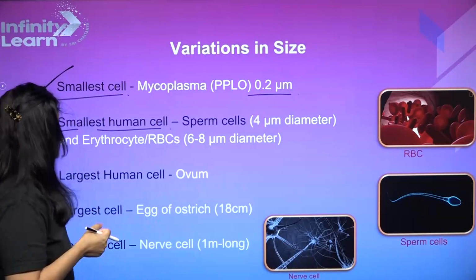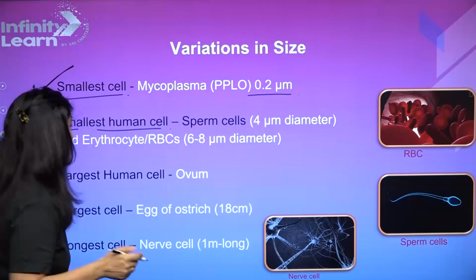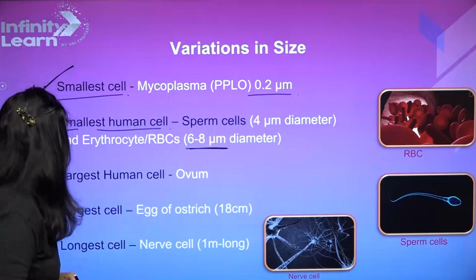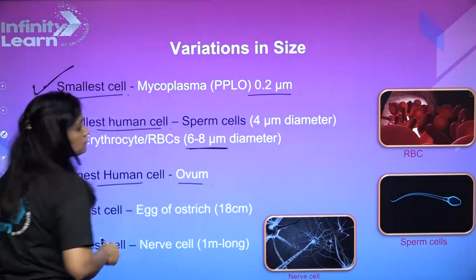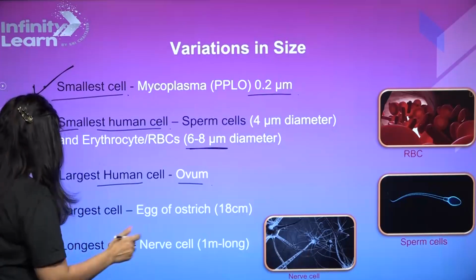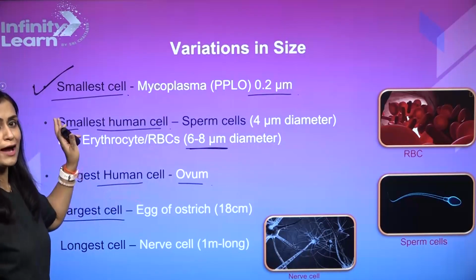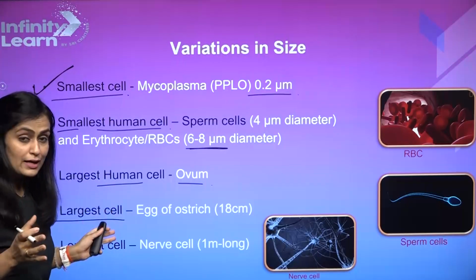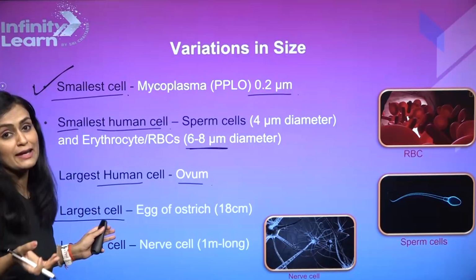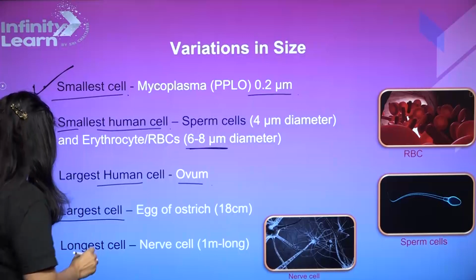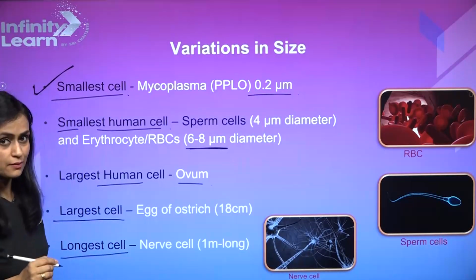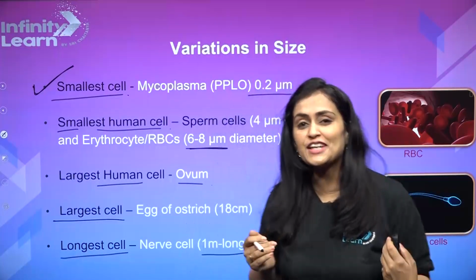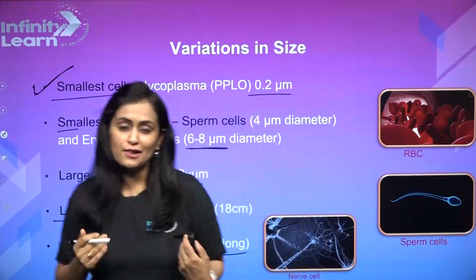That's the sperm cell, right? As well as RBCs. RBCs are near about 6 to 8 micrometers in diameter. Very small, very close to sperm cells. Then the largest human cell is the ovum, the egg cell found in females. The largest cell in all living organisms is the ostrich egg, which is near about 18 centimeters in diameter. Quite big, and that's the only single cell which we can see by the naked eye. Then the longest cell is a nerve cell. It can be about 1 meter long, and as I told you, in a giraffe, it can be near about 3 meters long as well.